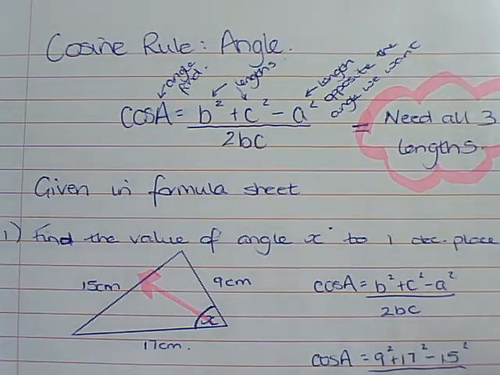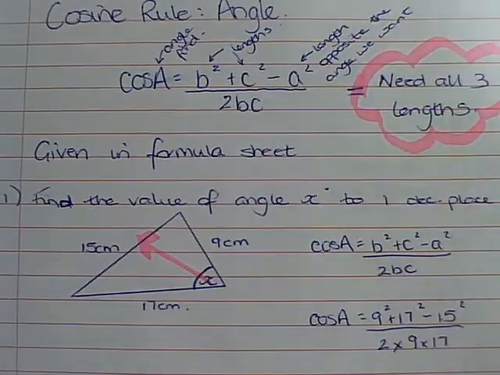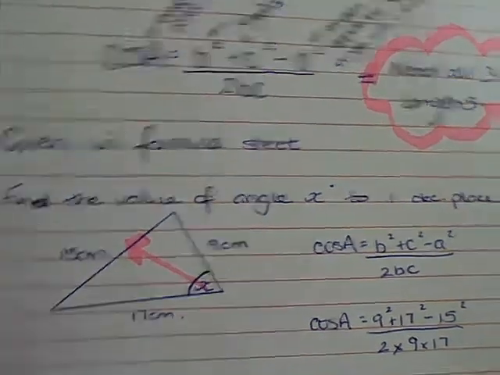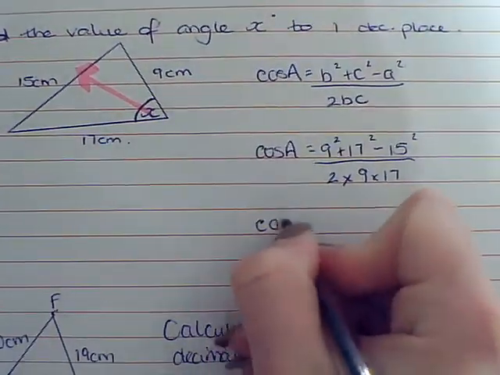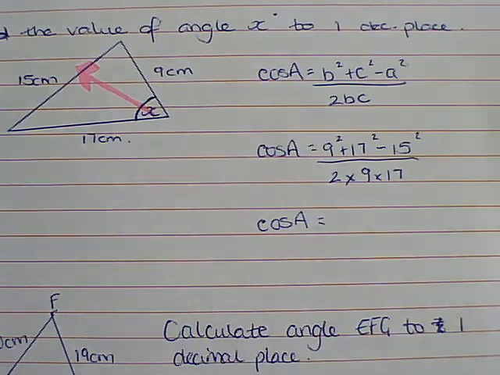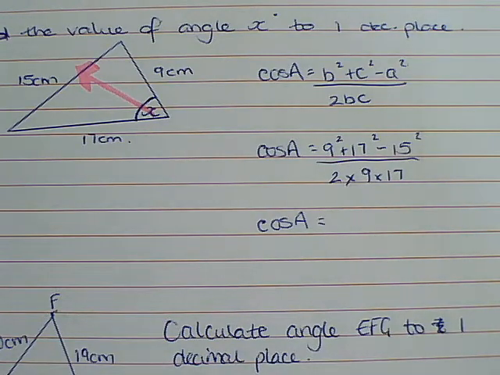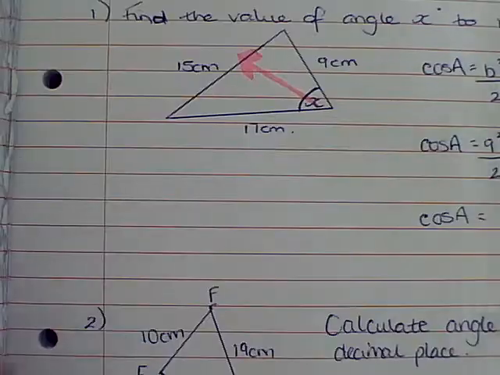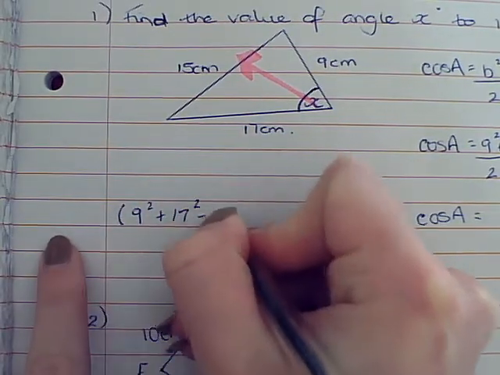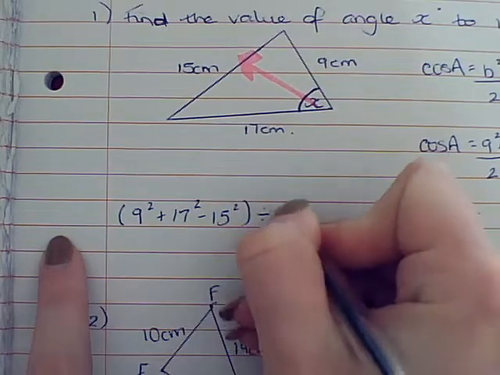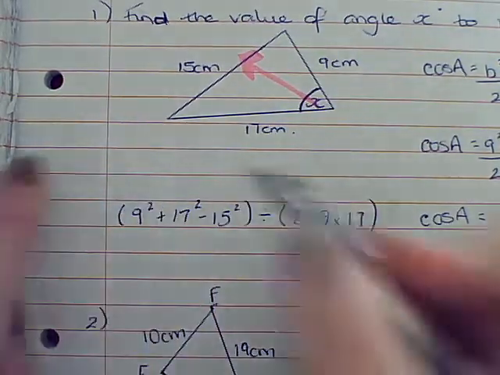All over 2 times, and it's these 2 numbers here that we're putting down in the bottom. Now we're ready to type this in the calculator. Please, when you type this in the calculator, bracket, divide, bracket. I'm just going to write what I'm going to type in. Bracket 9 squared plus 17 squared. That there is what goes in the calculator.